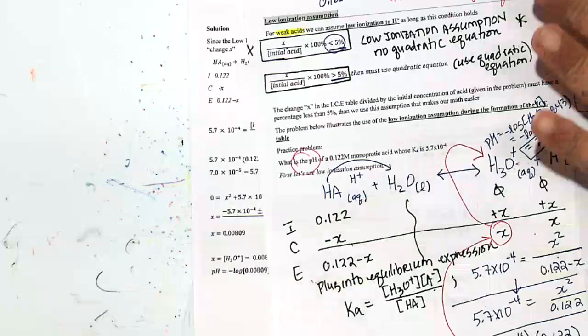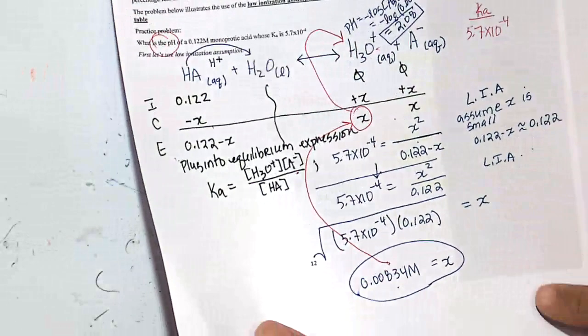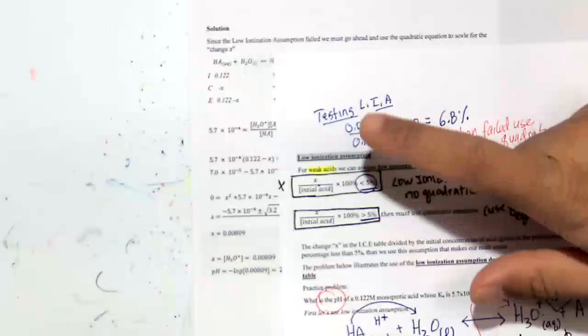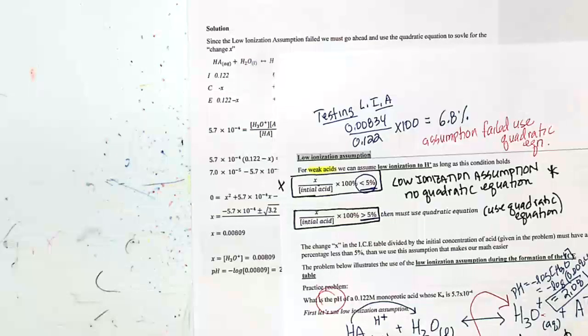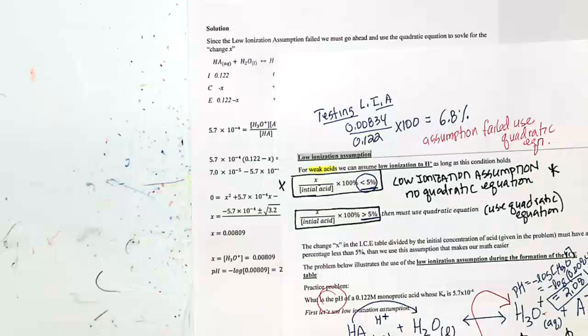Having said that, you won't do this on the exam. You're just going to do all of this, and it will be less than 5%. How do you know? You plug it in here, but I'll give you problems where it's less than 5%. If it's over 5%, you've got to do the quadratic.